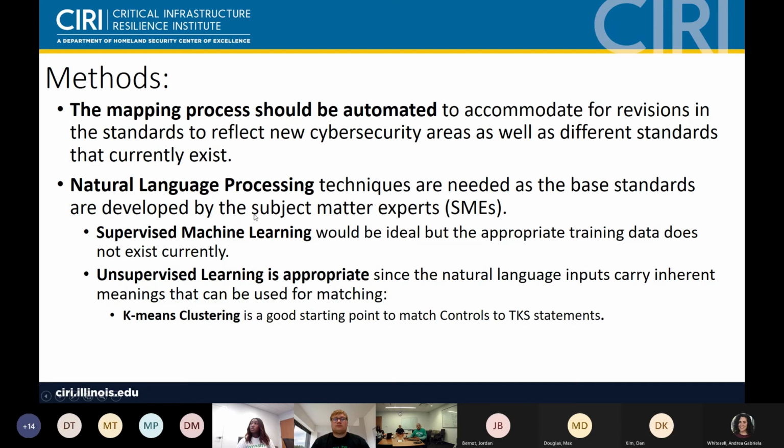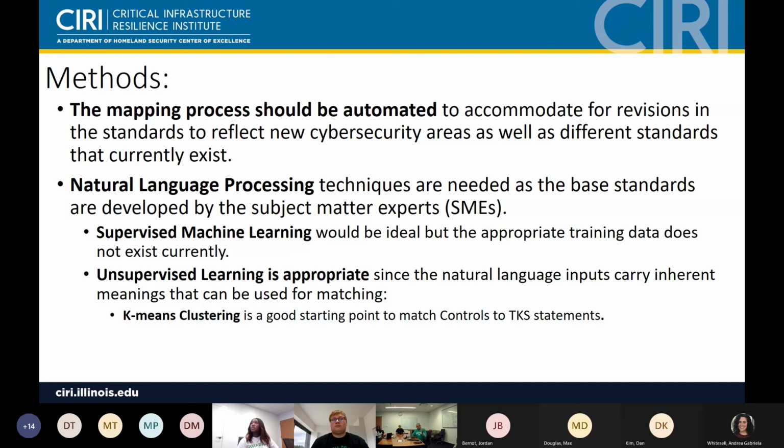So for natural language processing, one can go in two different ways, right? You can do supervised machine learning, that is, for a given control, what are the various task, knowledge, and skills that should go with it? If you know that, then you can train your model and then work with that model for the new information as it comes by. But we currently don't have that matching because the two standards are different.